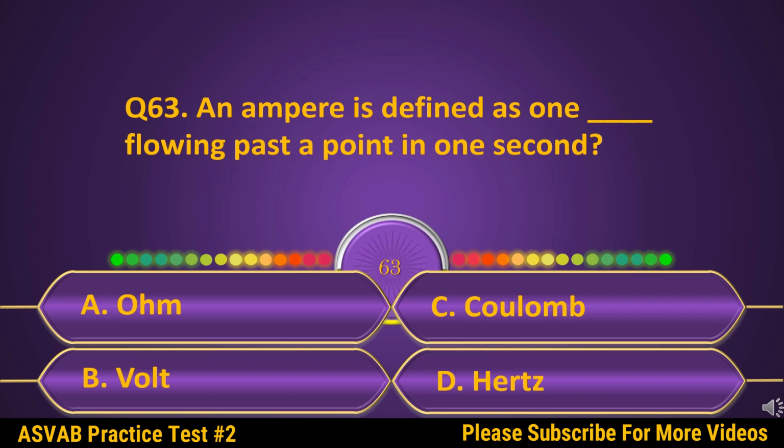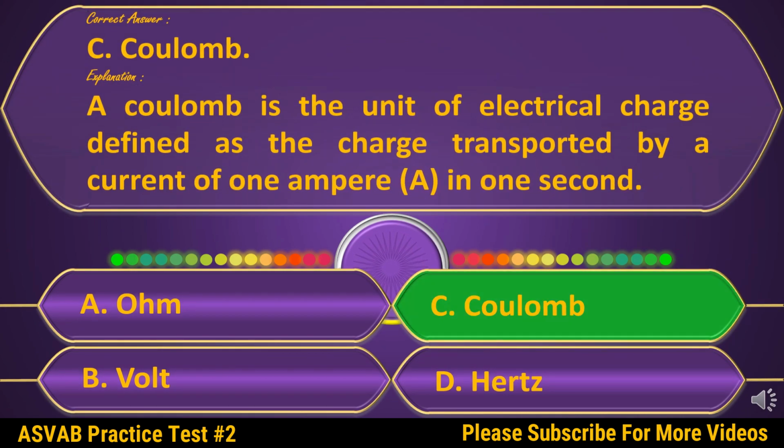Question number 63. An ampere is defined as one blank flowing past a point in 1 second. The options are A. Ohm, B. Volt, C. Coulomb, or D. Hertz. The correct answer is option C, Coulomb. A coulomb is the unit of electrical charge defined as the charge transported by a current of 1 ampere in 1 second.